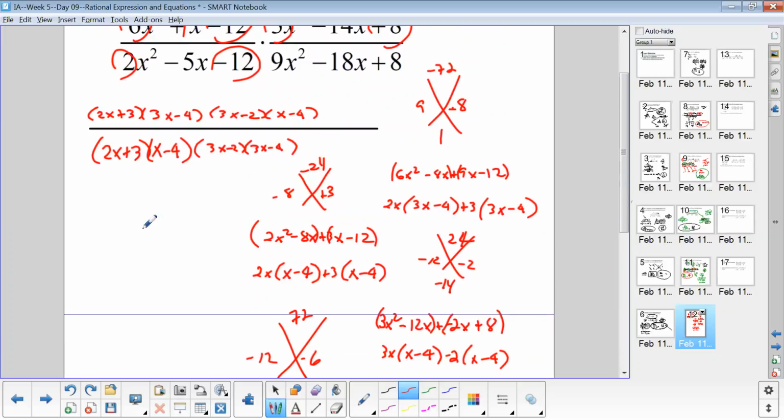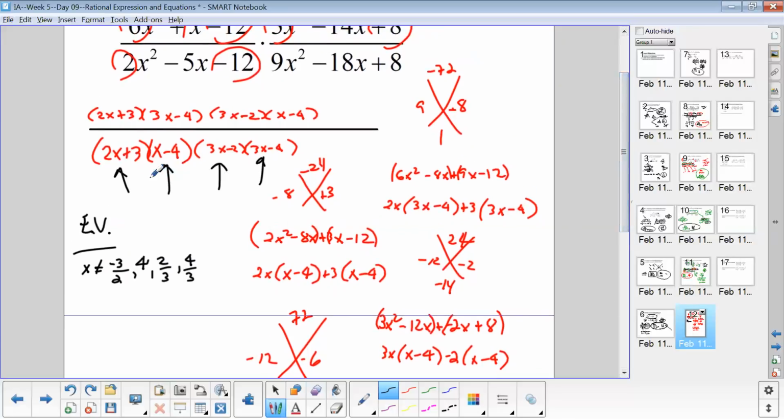And now before we start dividing things out, you check your denominators here, here, here, and here. So excluded values. X cannot be... Take 2x plus 3, set it equal to 0, and you're going to subtract a 3, divide by 2, you're going to get negative 3 halves. This will be x cannot be 4. This would be add the 2, divide by 3, so can't be 2/3, and add the 4, divide by 3, it can't be 4/3. So there are your excluded values.